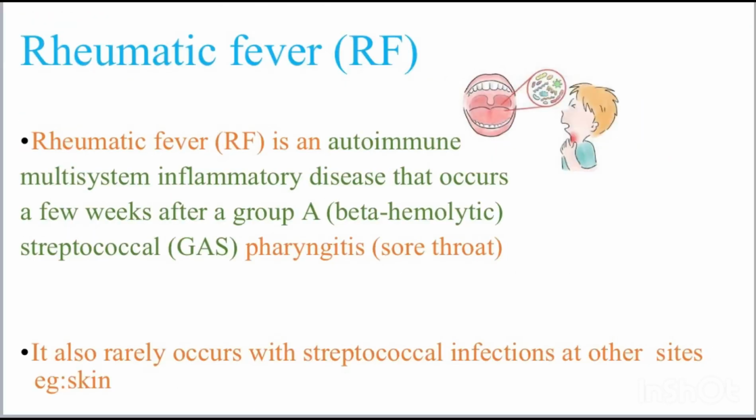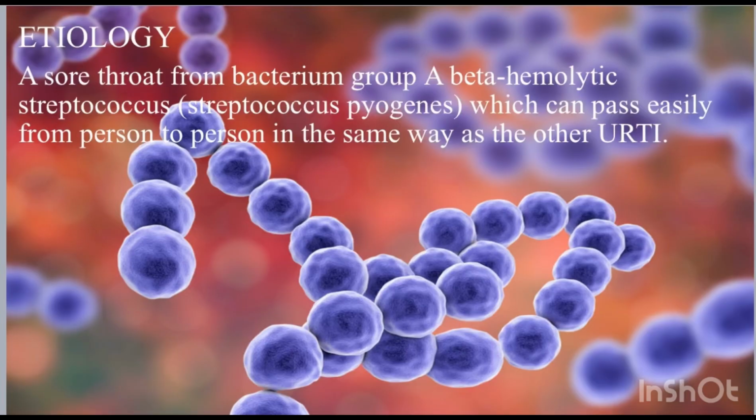Rheumatic fever is an autoimmune multi-system inflammatory disease that occurs a few weeks after group A beta hemolytic streptococcal infections enter the body, causing pharyngitis, a sore throat. It also occurs rarely with streptococcal infections at other sites such as the skin. Rheumatic fever is principally a disease of childhood with a median age of about 10 years, although it also occurs in adults. Let us see the etiology.